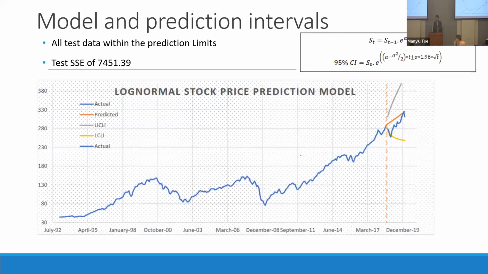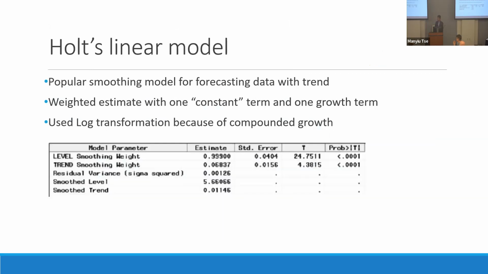So I ran this model in Excel, and as you can see, the blue line is the actual stock price of S&P 500 monthly. And after the orange dotted line, this is our test period. And we have the two prediction intervals and the orange line, which is our predicted stock price. The blue line is kind of inside the confidence interval in this case. And from this, we get a test sum of square errors of 7,451. And from the other models, we'll be striving to get a test SSE which is less than this, because less is better for SSE.